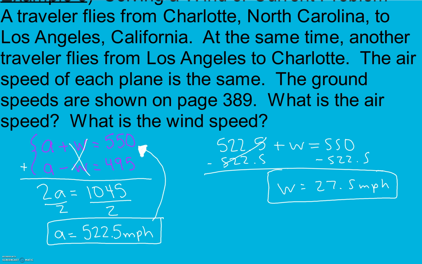And going in one direction, it helps it, which makes it seem like from the ground that it's going 550 miles an hour. In the other direction, the wind is slowing it down, and it makes it seem like it's only going 495 miles per hour, which is still pretty quick.